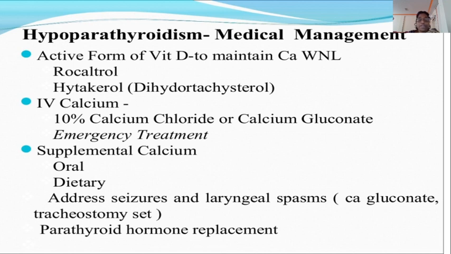Seizures and laryngeal spasm: if the patient has seizures and laryngeal spasm, they may need tracheostomy and calcium gluconate supplementation. Then another important one is parathyroid hormone replacement.